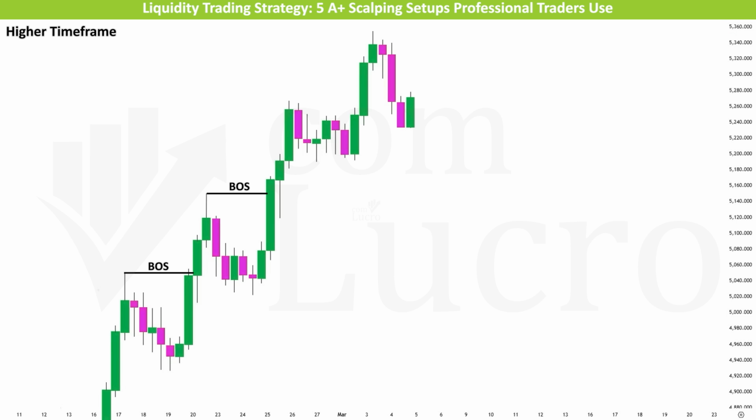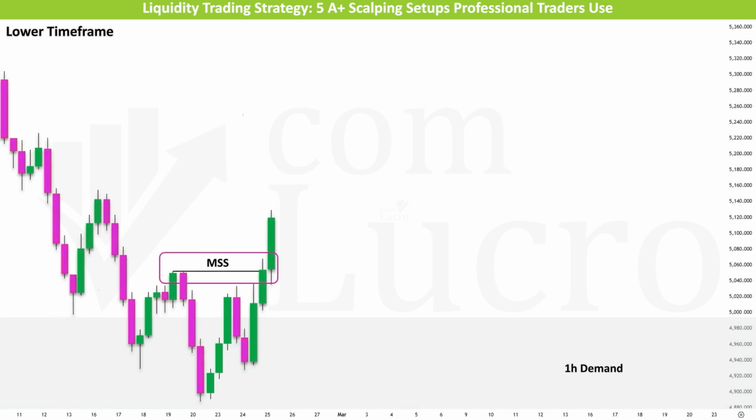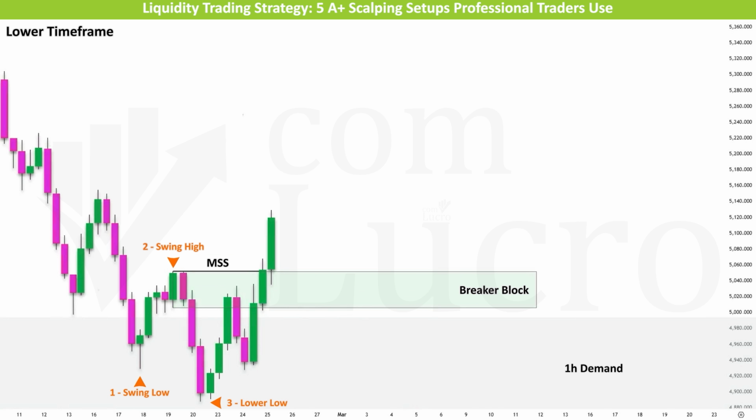Most losing trades are not bad strategies. They are good strategies taken at the wrong moment, with nothing between the entry and the stop but hope. An A+ setup is not a secret pattern.